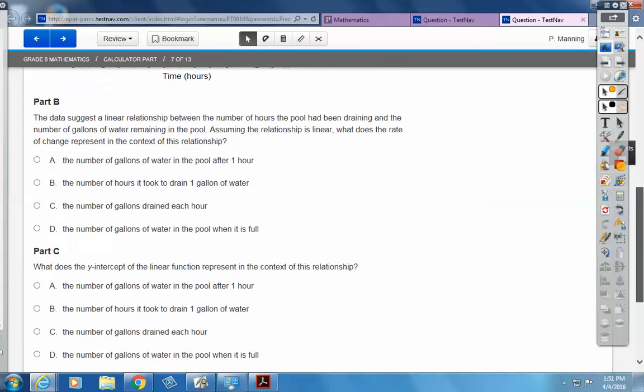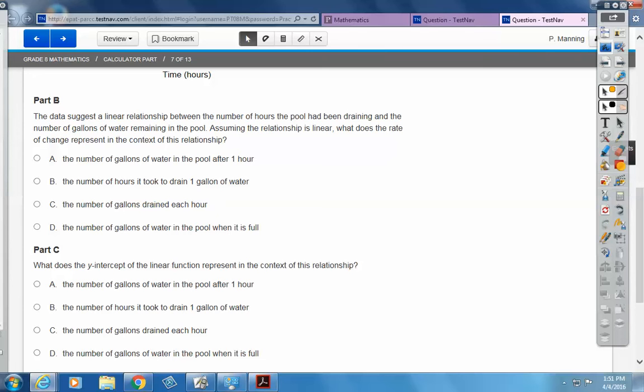Oh, part B. The data suggests a linear relationship between the number of hours the pool had been draining and the number of gallons draining the pool. Assume the relationship is linear. What does the rate of change, that's the slope, represent in the context of this relationship? Well, what's changing in the pool? We're losing water. So the rate of change reflects the loss of water. And to be more accurate, the rate of change shows exactly how much the pool is losing in 1 hour.